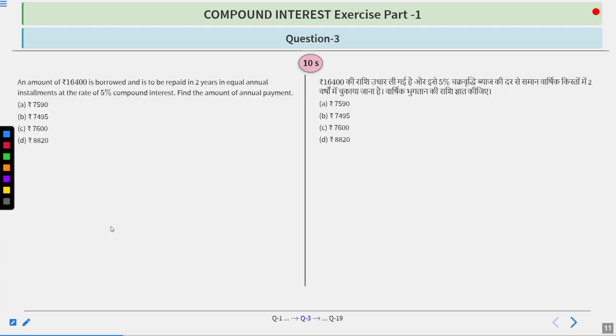Next, an amount of rupees 16,400 is borrowed and is to be repaid in 2 years in equal annual installments at the rate of 5% compound interest. Find the amount of annual payment. And the options are option A, rupees 7,590, option B, rupees 7,495, option C, rupees 7,600, and option D, rupees 8,820. These are the options.